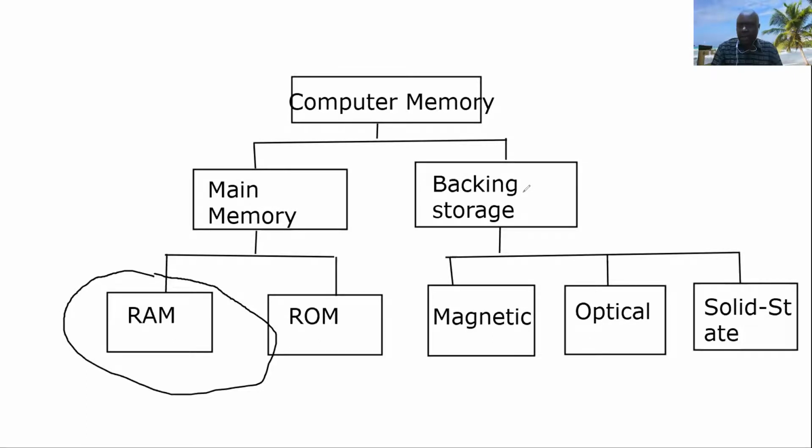The processor cannot directly use the software and the data which is on a backing storage device. So backing storage devices are typically used for long-term storage of data, as well as for mass storage. And the most common types of backing storage devices are hard drives, fixed hard drives, and portable or external hard drives.